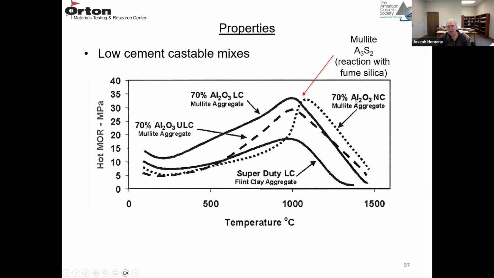So this is a 70% alumina, no cement. So this is a mullite material. This solid curve here is the 70% alumina, low cement with a mullite aggregate. The dashed curve here is another 70% alumina, but it's an ultra low cement castable with mullite aggregate. And then this is a super duty low cement with a fire clay or flint clay aggregate.